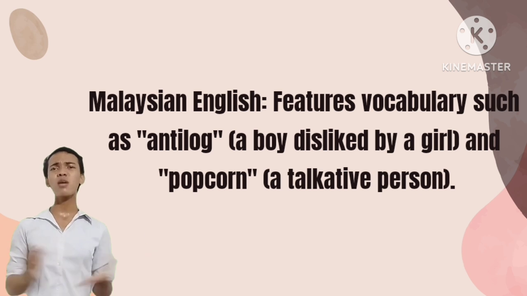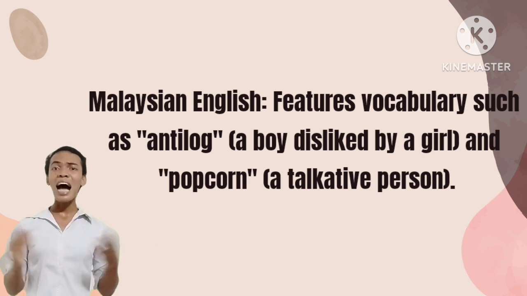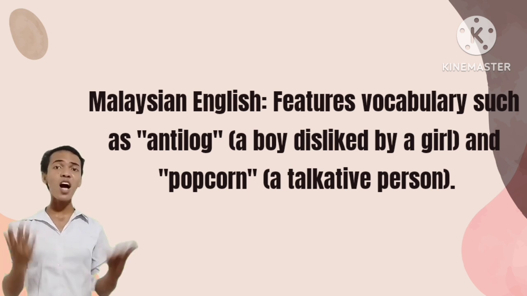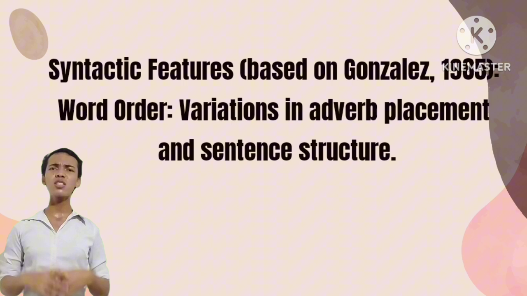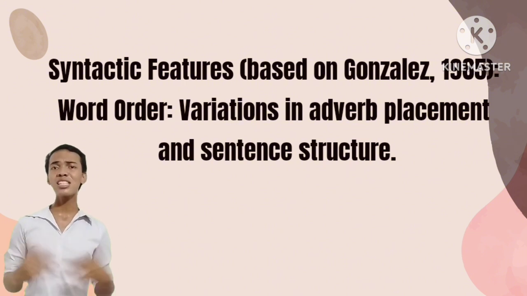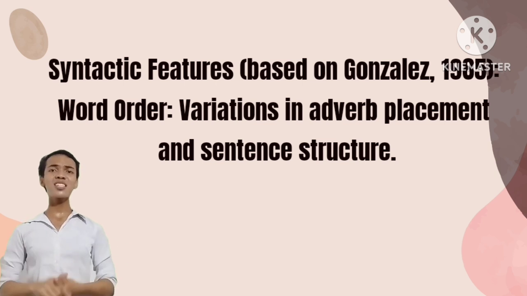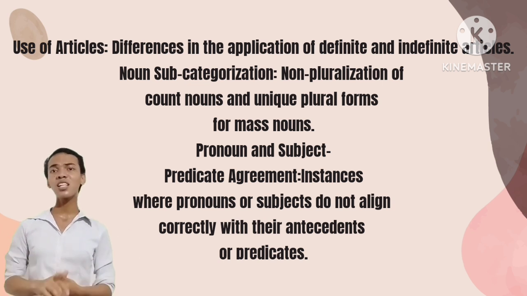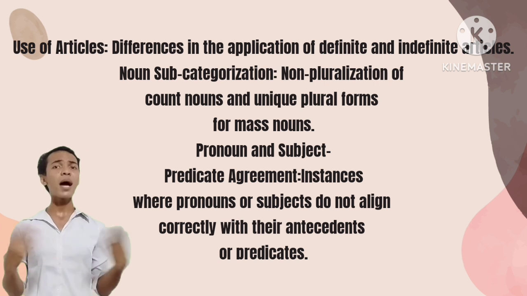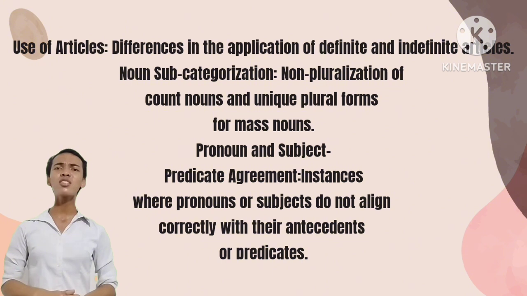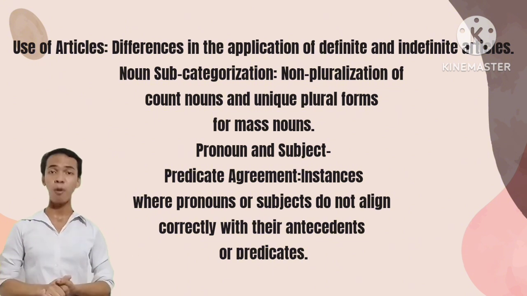Malaysian English features some vocabulary such as "antilog," a boy disliked by a girl, and "popcorn," a talkative person. Syntactic features, based on Gonzalez in 1985, include word order or variations in adverb placement in sentence structure, differences in the application of definite and indefinite articles, nouns subcategorized by non-pluralization, count nouns in singular and plural forms and mass nouns, and pronoun, subject, predicate agreement.